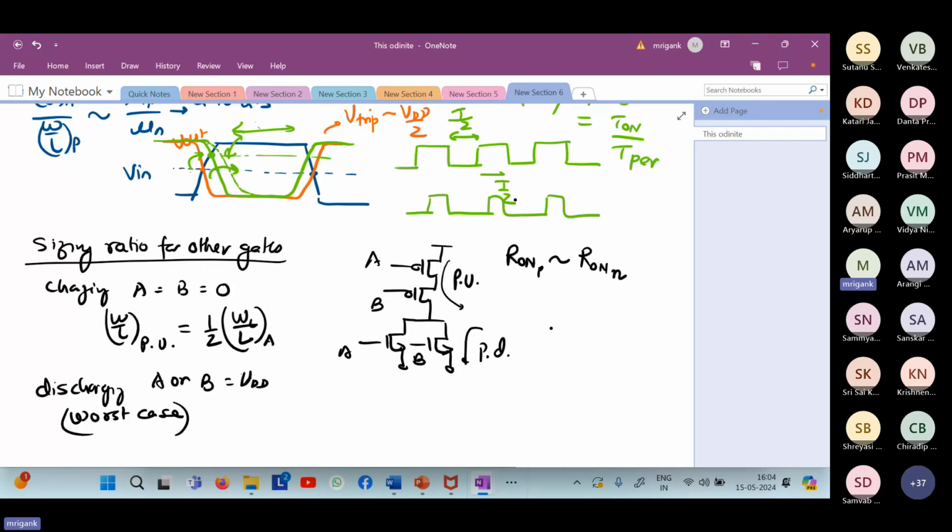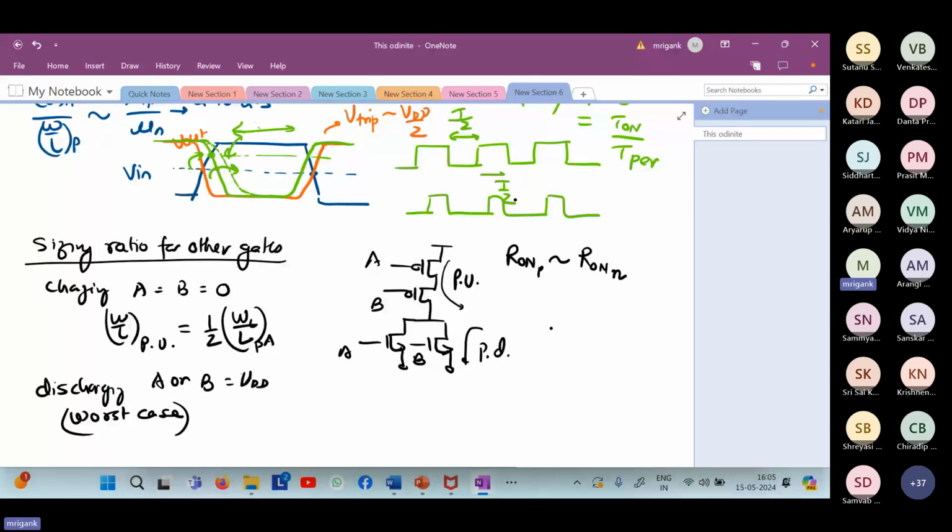But for the worst case, either A or B, only one of them is high. In that case, it is going to be the worst case on conductance, on resistance. So in that case, what is this worst case on resistance equal to? It will be R. In the first case, you should distinguish it by calling it P. So P.